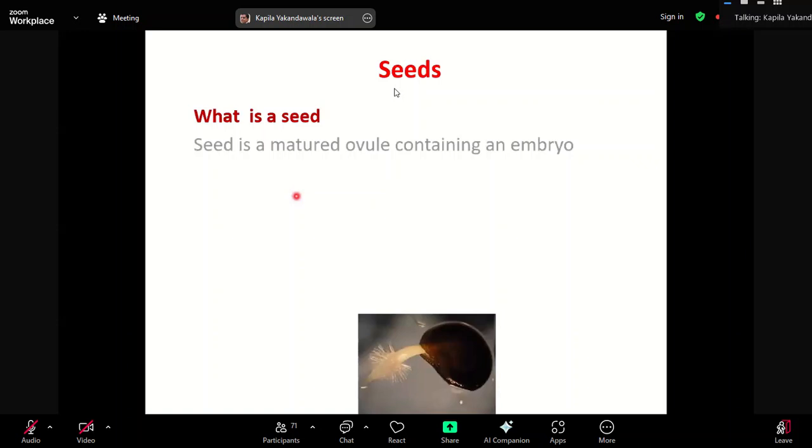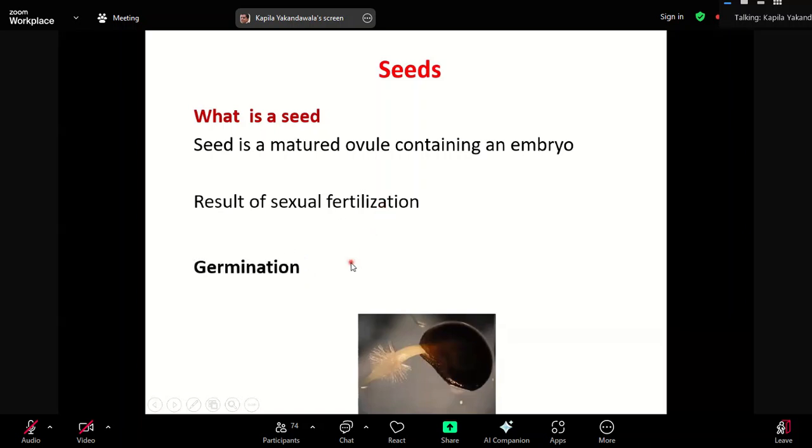What is a seed? A seed is a mature ovule. So when pollen is transferred from the anther to the stigma of a flower, it will develop a pollen tube, and finally the nucleus will enter the ovule. So a seed is a mature ovule and it has an embryo. Ultimately, that fertilized ovule will develop into a seed, and the zygote will develop into an embryo. This is the result of sexual fertilization.